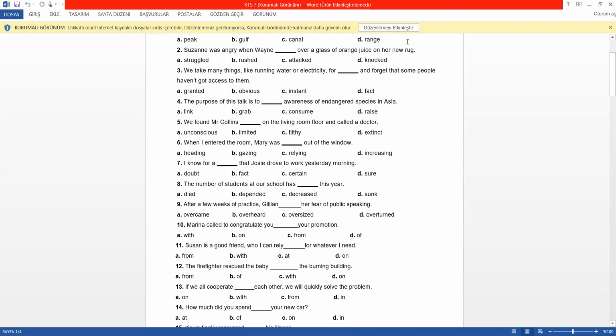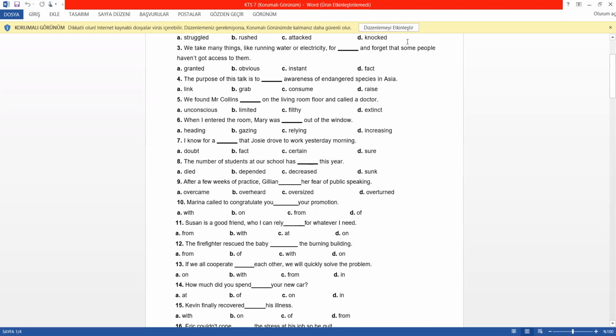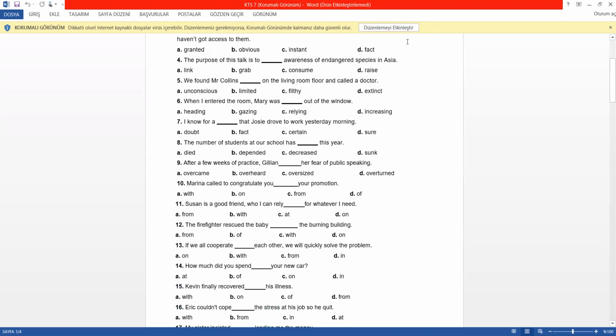For the 12th question, the appropriate option is from, to rescue somebody from something or from somewhere. For the 13th question, the appropriate option is B, with, to cooperate with somebody. For the 14th question, the appropriate option is C, on, to spend your money on something.